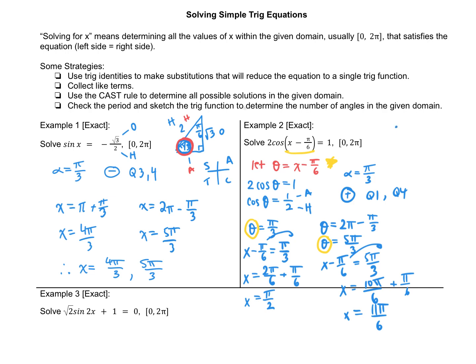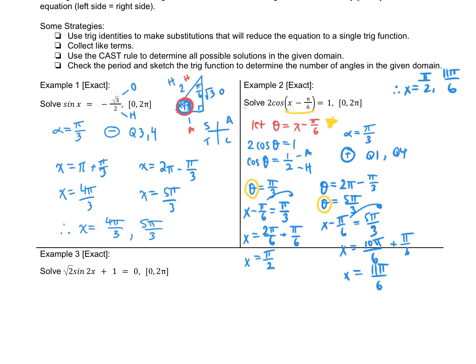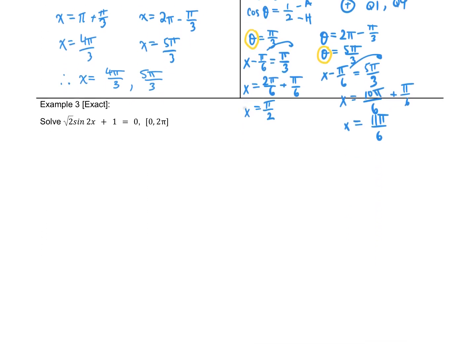And I'll just put my little therefore statement at the top here. Therefore, x equals pi over 2 and 11 pi over 6. All right, let's go to our next example. And in our next example, our period will change, which will require a little bit more thinking and potentially some graphing to help us out.